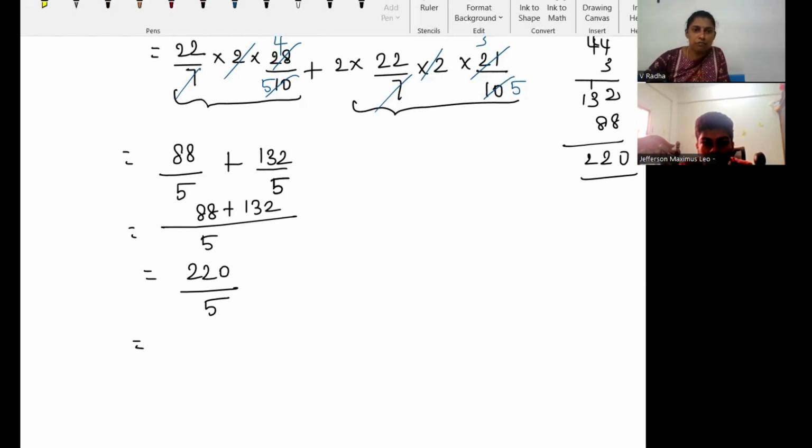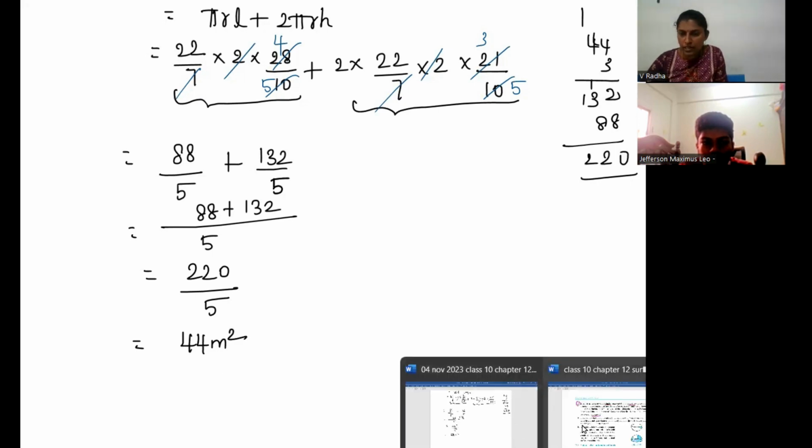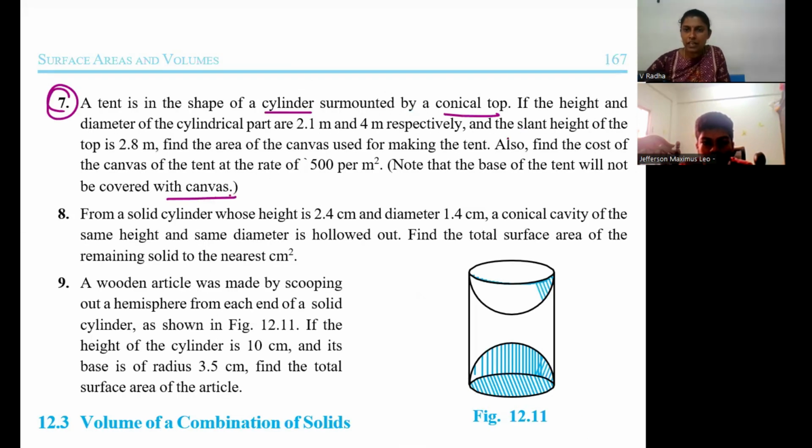This is 44 meter square, that is the unit. Now we see the question again. Read the end of the question. Also find the cost of the canvas of the tent at the rate of 500 per meter square. Per meter square, the cost price is 500. Therefore, find the cost of the whole canvas to make the tent.